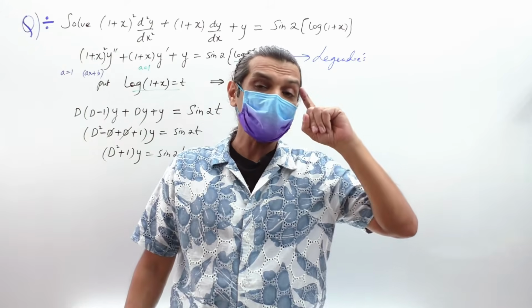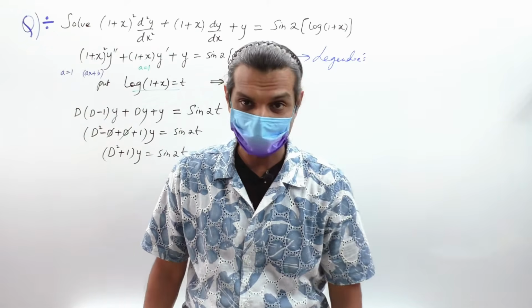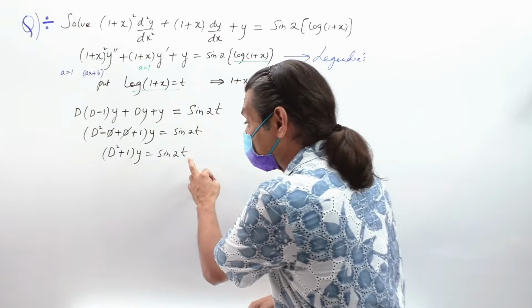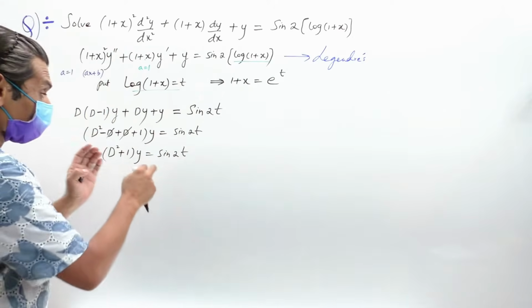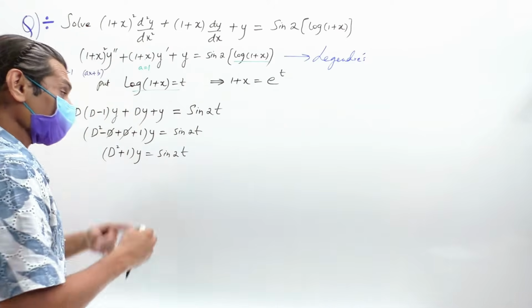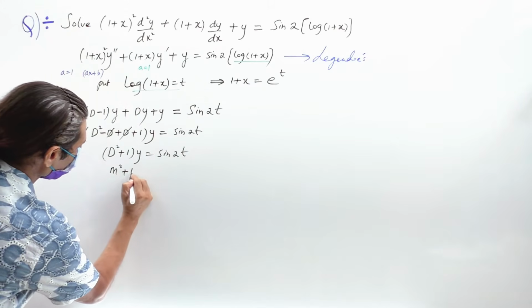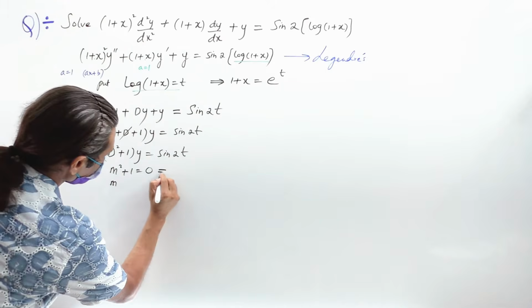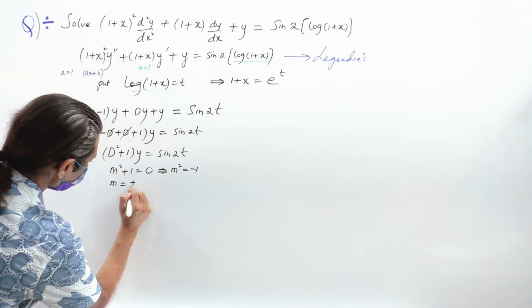So what do we do first here? First, always we find the complementary function. But remember one thing, the right side is in terms of t. So be careful here. Don't write x and all. The right side is in the form of t here. Okay, that means first CF, how do we write? The roots will be m squared plus 1 is equal to 0. So m squared is equal to minus 1, so m is equal to plus or minus i.